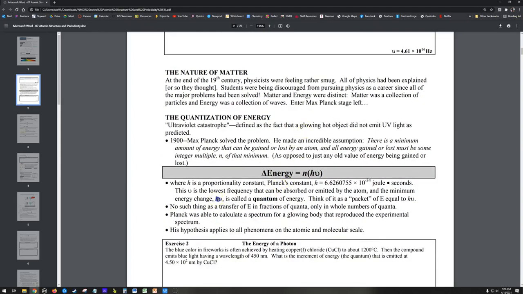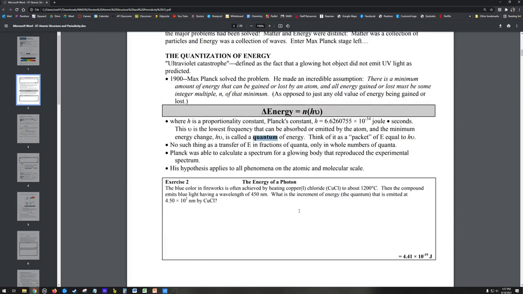So these packets are called quantums. And a quantum is equal to hv, where h is Planck's constant. This is just a constant value that you plug into equations to make the equation work, created by Max Planck. It's in joules per second, and it's 6.626 times 10 to the negative 34. So atoms can only gain energy in packets of quantums. Okay, so only a certain amount of energy.